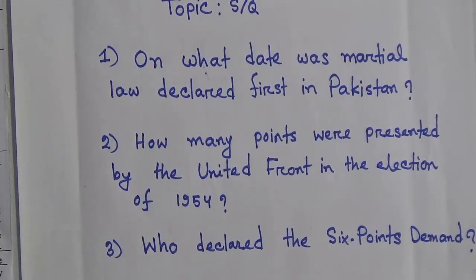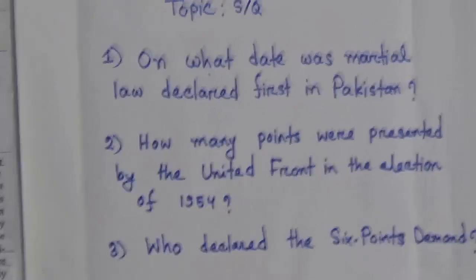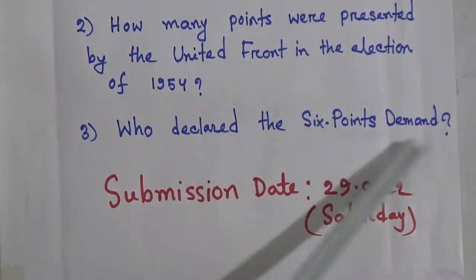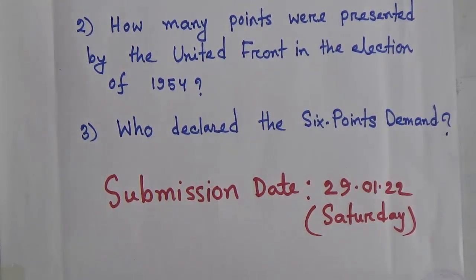We know it was a 21 point manifesto. Okay, number 3, who declared the 6-point demand? We know the father of the nation, Bangabandhu Sheikh Mujibur Rahman, declared the 6-point demand. So after reading this chapter, you have to identify these questions and answers and write them down on your homework copy.